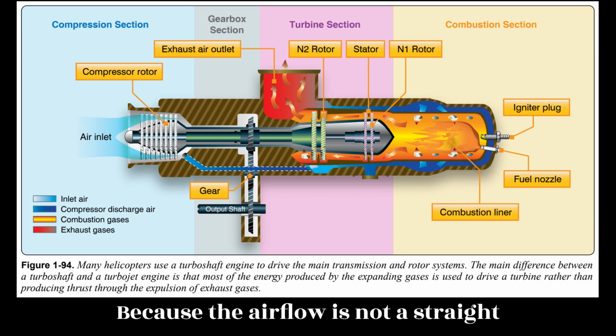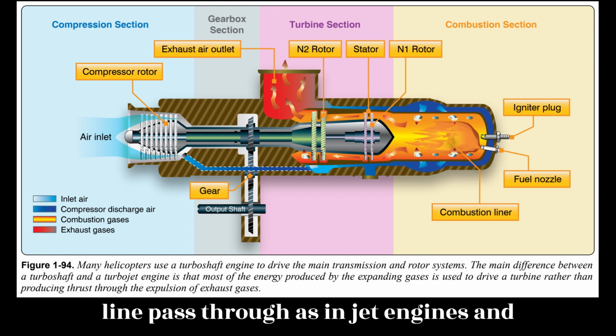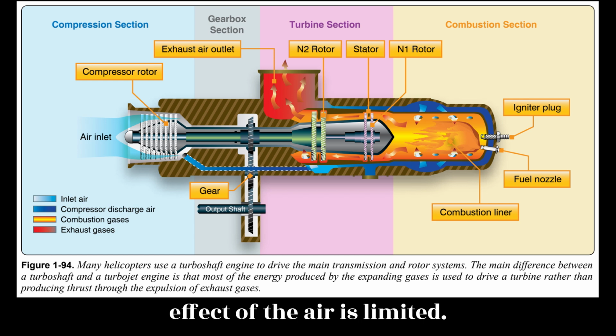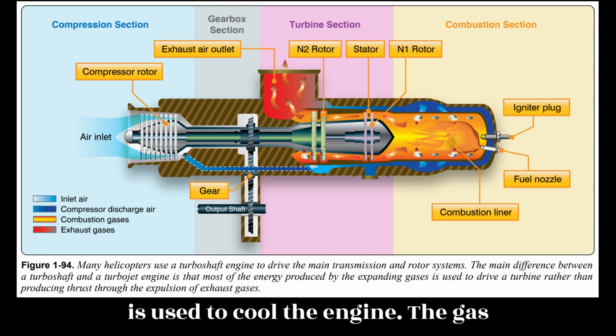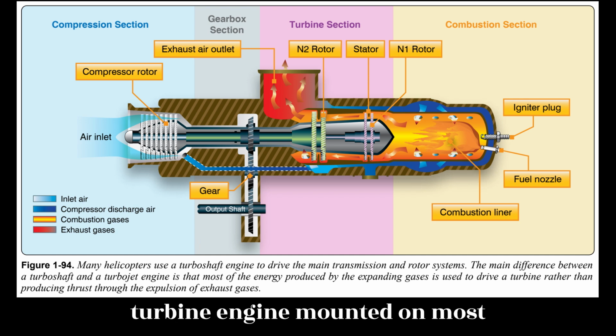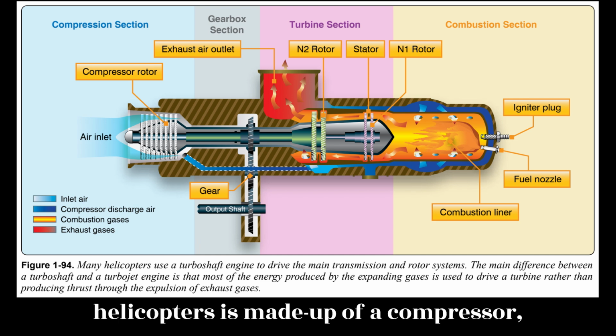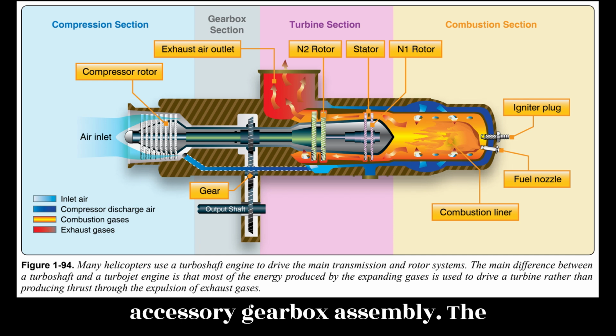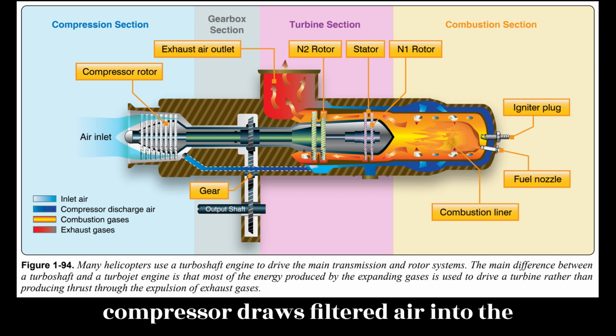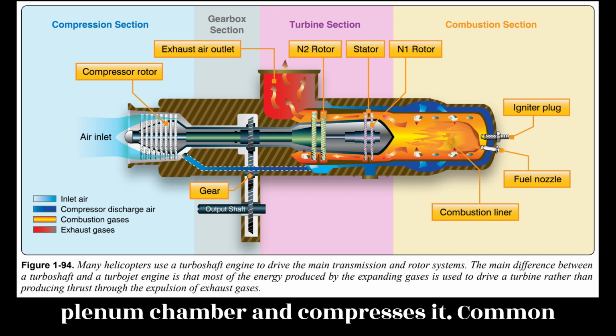Because the airflow is not a straight line pass-through as in jet engines and is not used for propulsion, the cooling effect of the air is limited. Approximately 75% of the incoming airflow is used to cool the engine. The gas turbine engine mounted on most helicopters is made up of a compressor, combustion chamber, turbine, and accessory gearbox assembly. The compressor draws filtered air into the plenum chamber and compresses it.